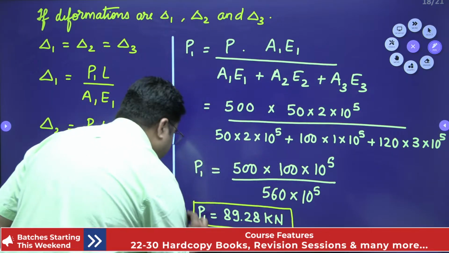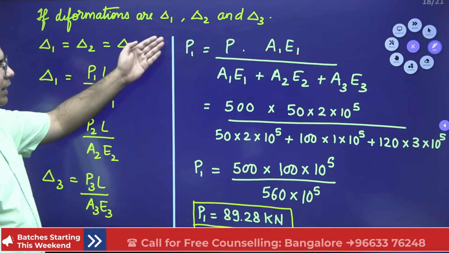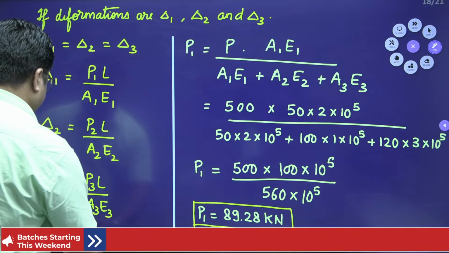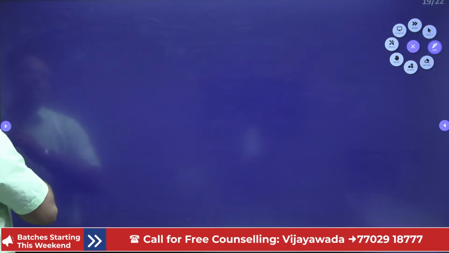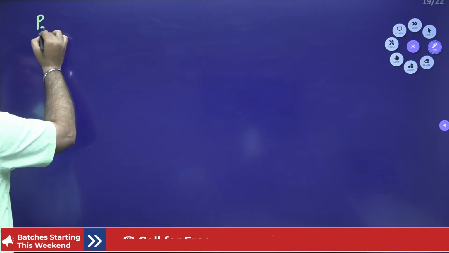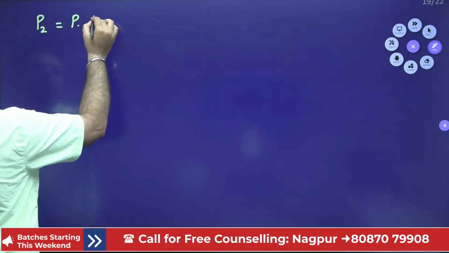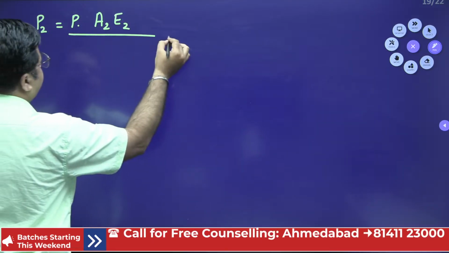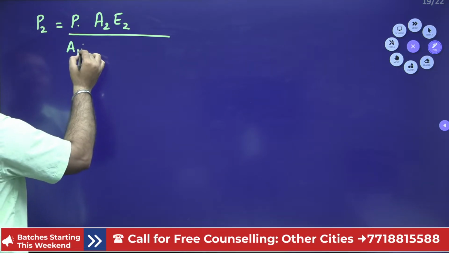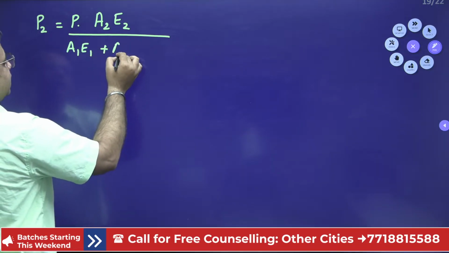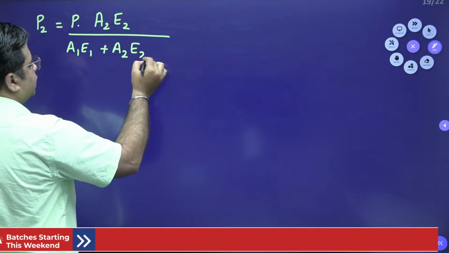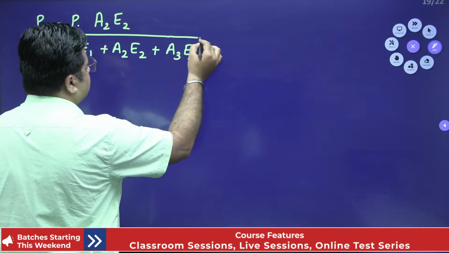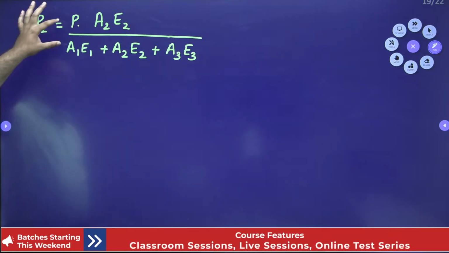So this is my first P1. Similarly, I can calculate P2 and P3. P2 and P3 will be like, I'll just write this down. P2 is equal to P into A2 E2 divided by A1 E1 plus A2 E2 plus A3 E3. So this is how you calculate P2.